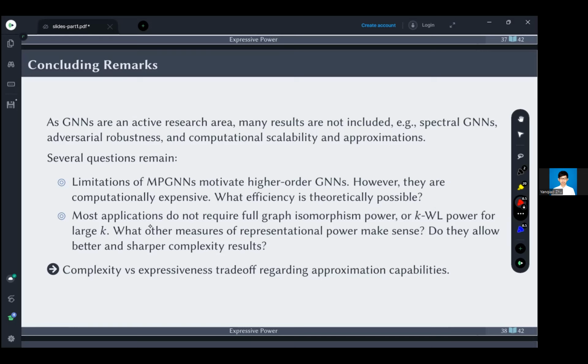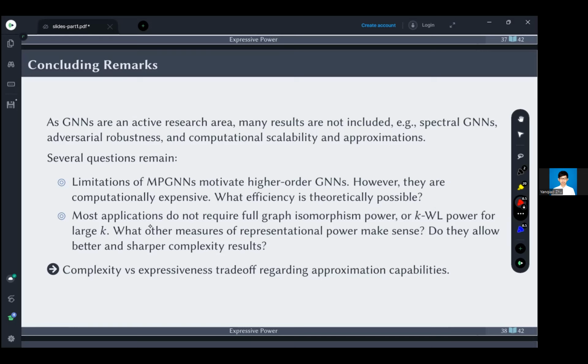And there are also some questions that we can think about for future work. The first one is that because graph neural network models have limited representation abilities, which motivates higher-order GNNs, but they are computationally expensive, right? Can we build some theoretical results for efficiency? For example, we can use some sampling techniques to reduce the complexity. How can we still obtain theoretical results for those simplifications?